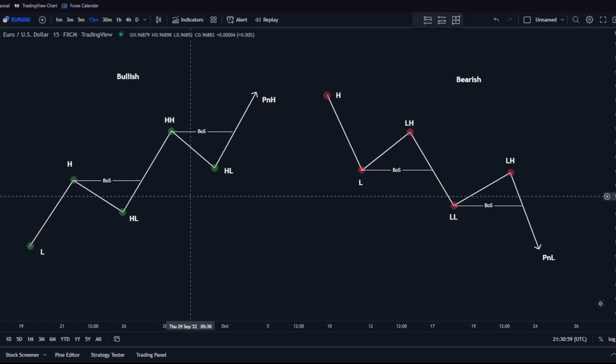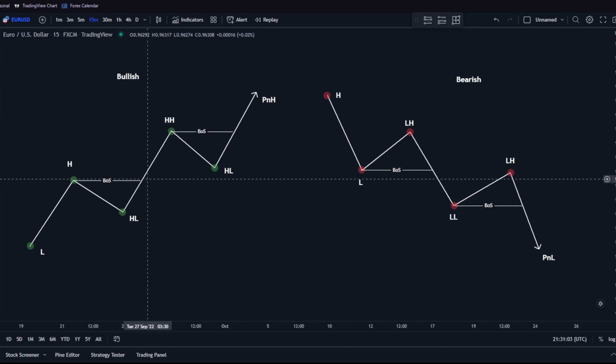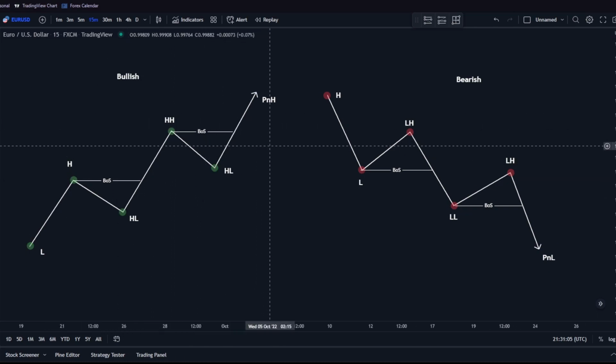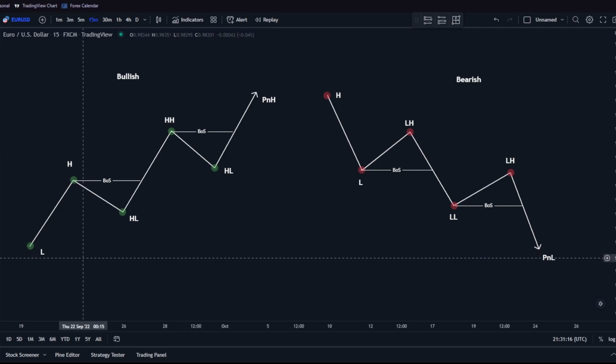So here on the left, we can see an example of a bullish trend. We can all see that price is moving in an upward direction. So it's very easy to say that this is a bullish trend. But why? Why exactly do we call this a bullish trend? And what are the important factors? Well, let's start in the beginning.